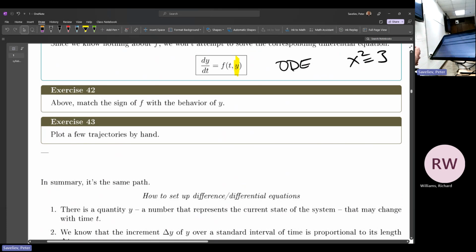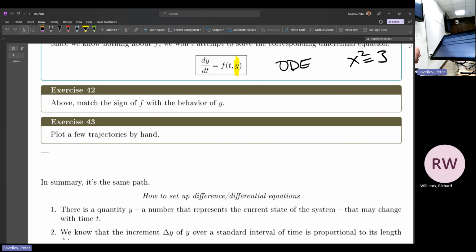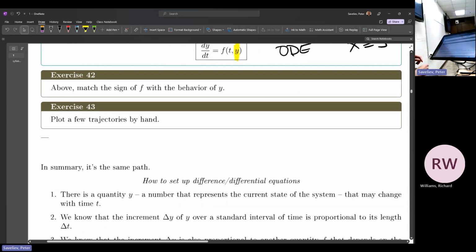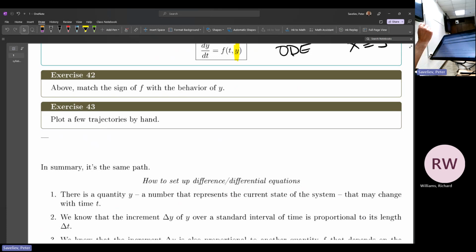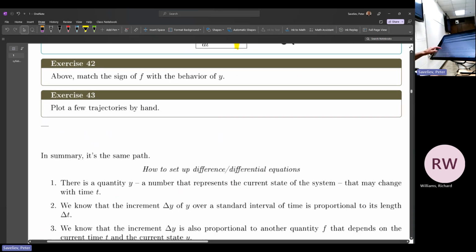So introduce variables as always: a number that represents the current state of the system that may change with time t. That's a typical situation. The independent variable is time, just about every time. We know that the increment delta y of y over a standard interval of time is proportional to its length, delta t. That's a typical situation. If it's not, then we really are not in a position to do anything with this. We'll produce a model that has a chance of being productive.